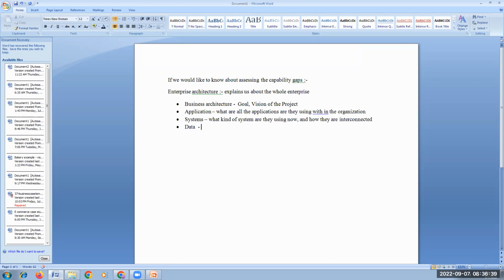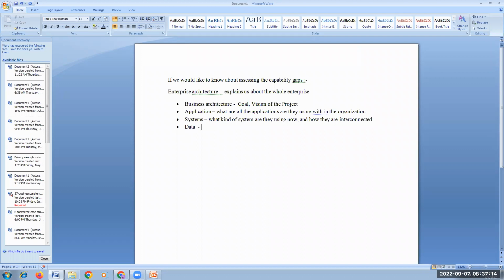Oh, now yes. So second is application architecture. Application architecture majorly focuses on what the different applications are that we are using within the organization. Third one, systems architecture. Systems architecture majorly focuses on what kind of systems they are using and how they are interconnected. Because when you are working on applications, there are different systems we use. So knowing about the systems architecture is also essentially required.